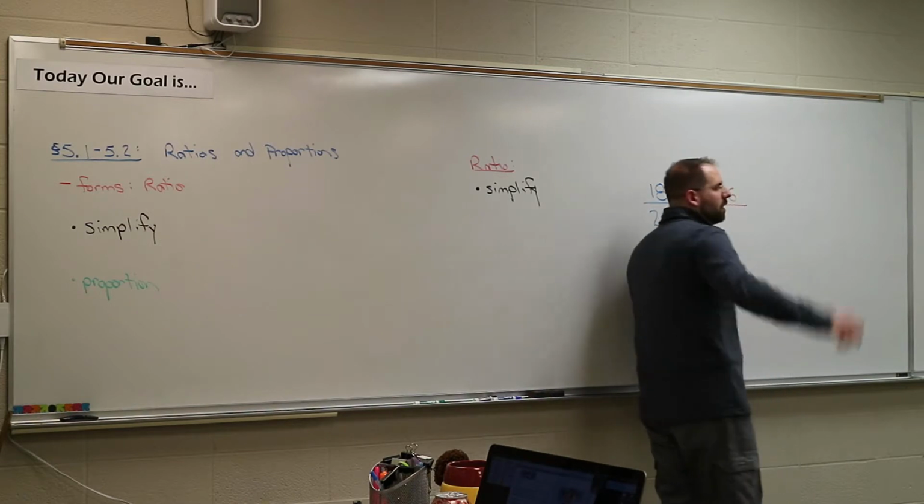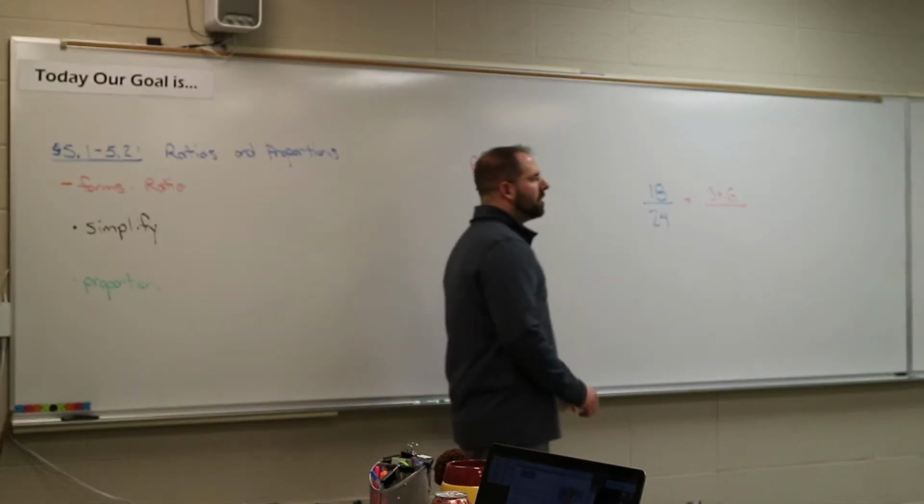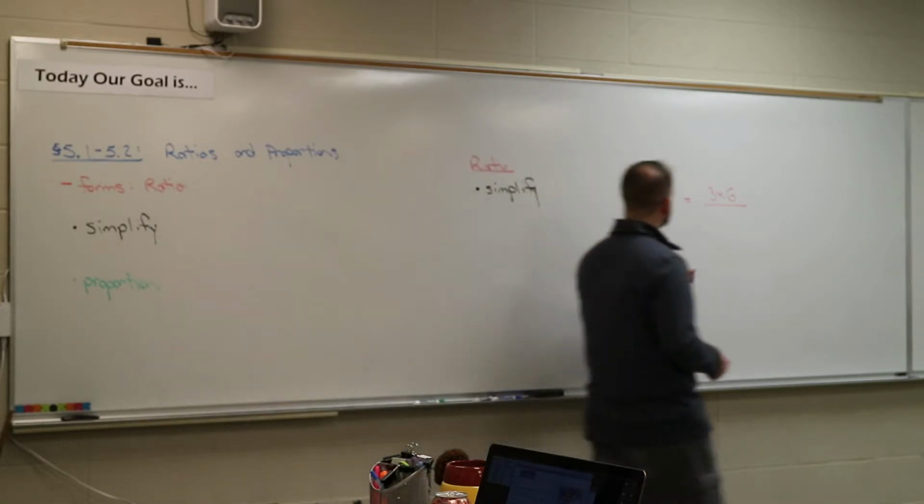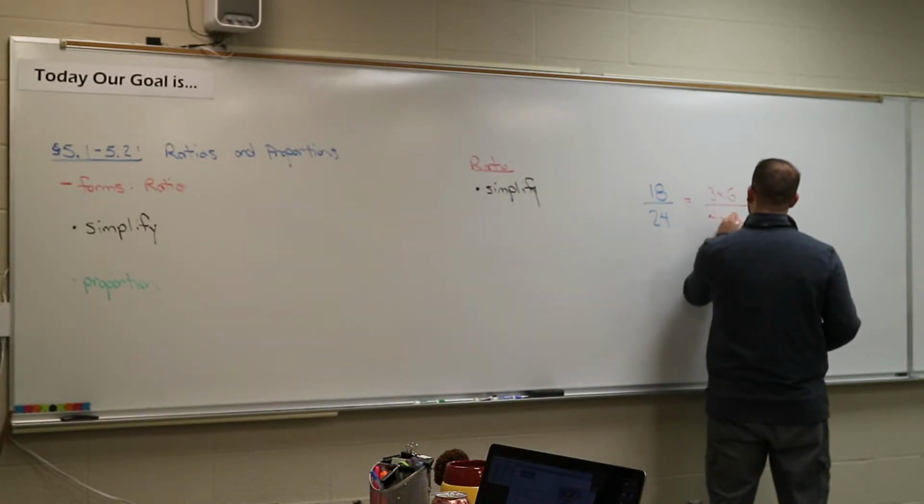All right. Eric, give me any two numbers on your multiplication sheet that multiply to give you 24. 6 and 4. 6 and 4, okay. 4 times 6.